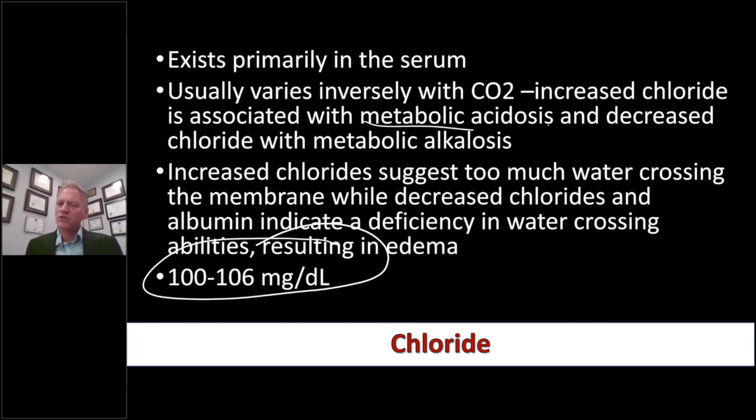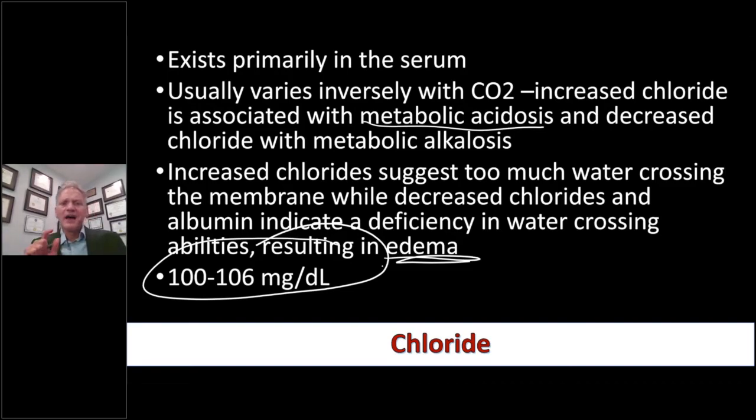So increased chlorides suggest too much water crossing the membrane, while decreased chloride and albumin indicate a deficiency of water crossing the membrane. You're going to get edema right there. But if you have increased, then it's going to cause congestion inside the cells. So if cells are congested, they can't get waste products out as well, and they can't get the nutrients in. So higher chlorides are not desirable.